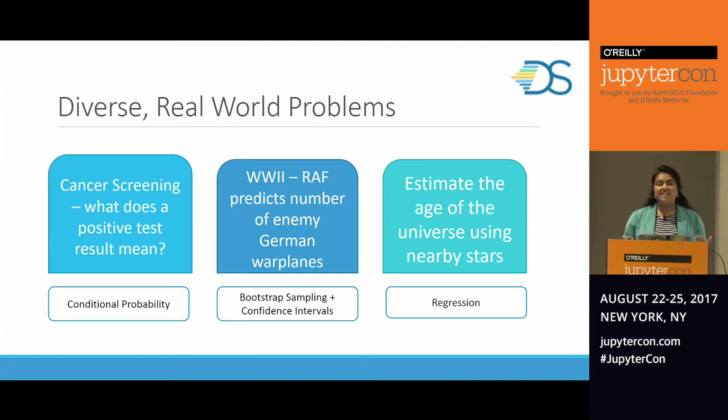So they come up with their own test statistics by taking the mean, multiplying that by 2, and create a more normal distribution of what the number of enemy German warplanes actually look like. Because that's one thing you don't want to underestimate. And in that, we also go forth and teach bootstrap sampling, confidence intervals, and some fairly complex statistical concepts.